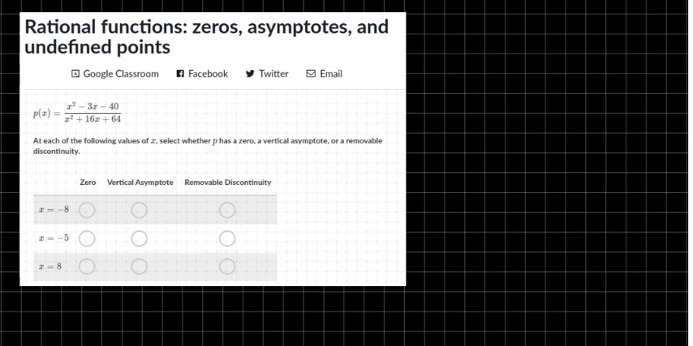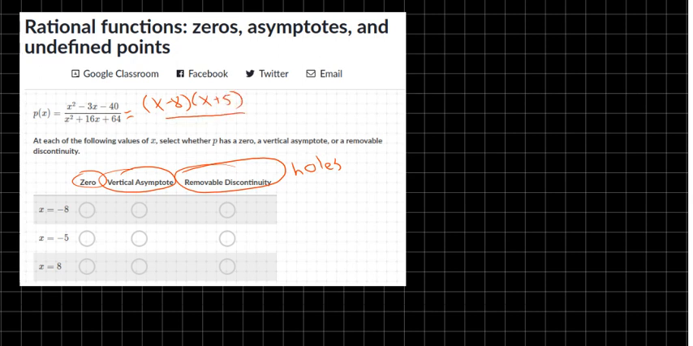And again, we're going to find these zeros and vertical asymptotes and removable discontinuities. Your book calls those holes. Okay, so I'm going to factor. I'm going to factor this out as x minus 8 times x plus 5, and this one over here as x plus 8 squared. So you can see this bottom, it looks like the 64 is 8 squared and 16 is 2 times 8. All right, we did all of this back.